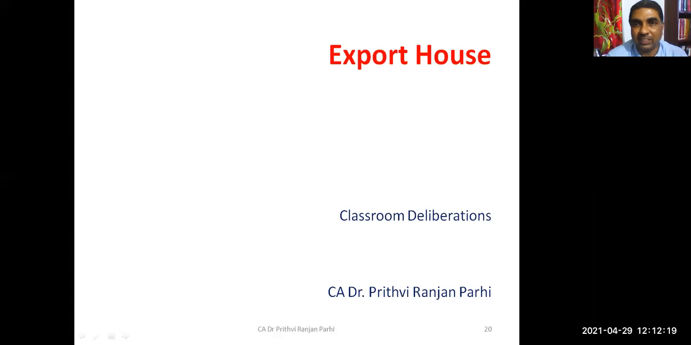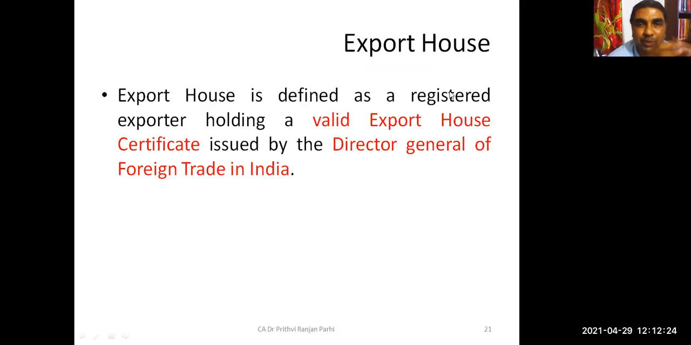Now, friends, quickly let us understand the concept of export house. What is an export house? As you can read from the slide, it's a registered exporter holding a valid export house certificate issued by DGFT. DGFT, just now we visited their website. That organization issues this export house certificate. If someone is holding that certificate, that person will be treated as an export house. You can see an example of an export house certificate.